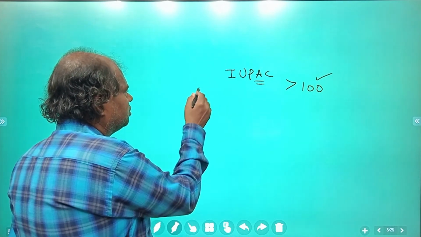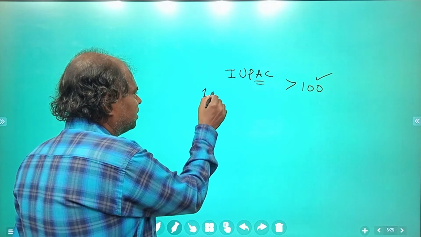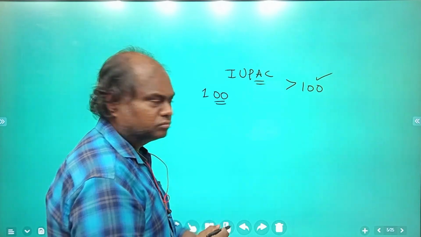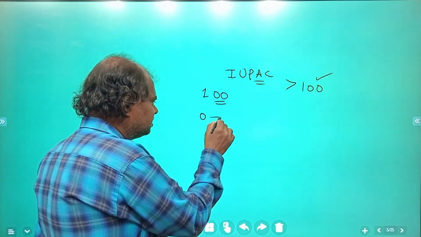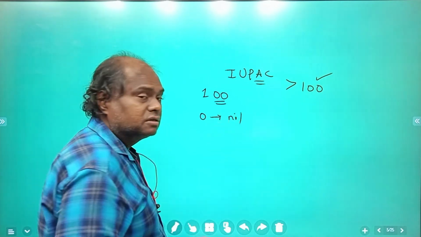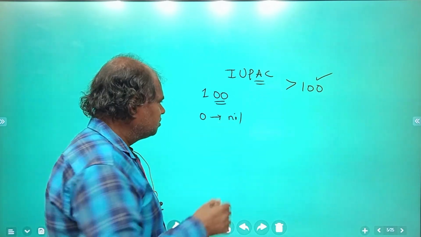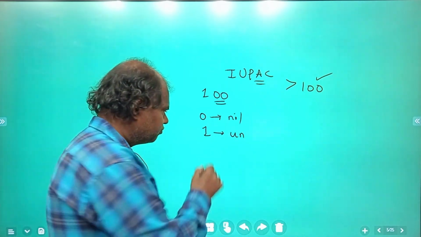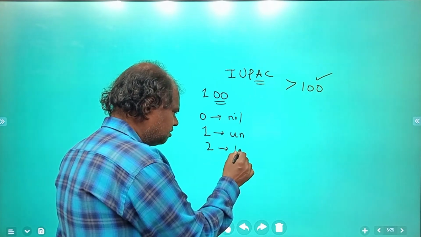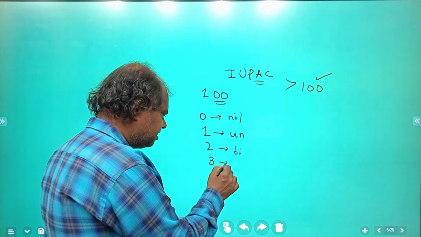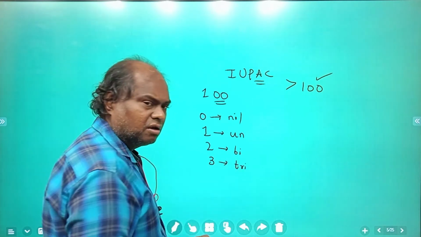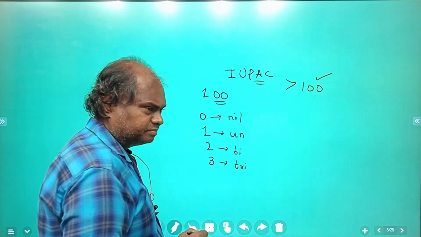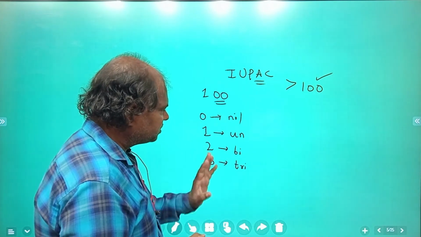Suppose I want to name an element with 100. For 0, they use nil. For 1, I'll use un. For 2, I'll use bi. For 3, I'll use tri. For 4, you can use tetra or quad. Now let us take the first, 100, then we'll go further.